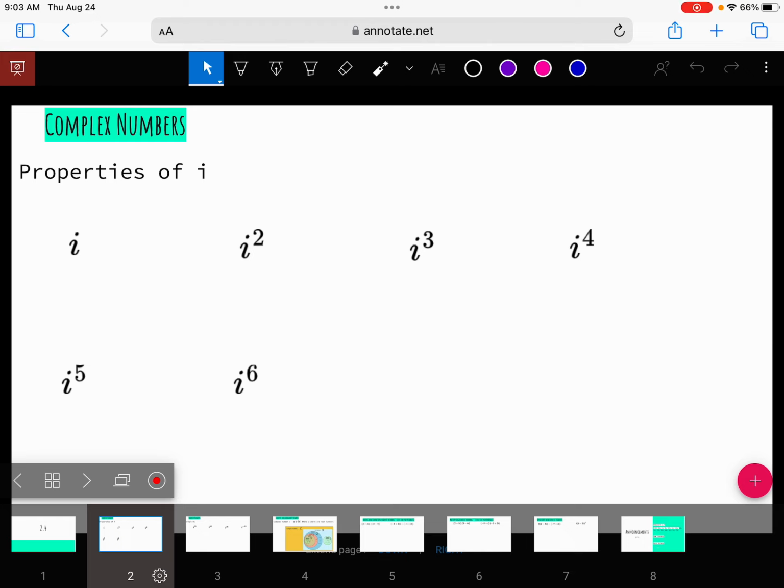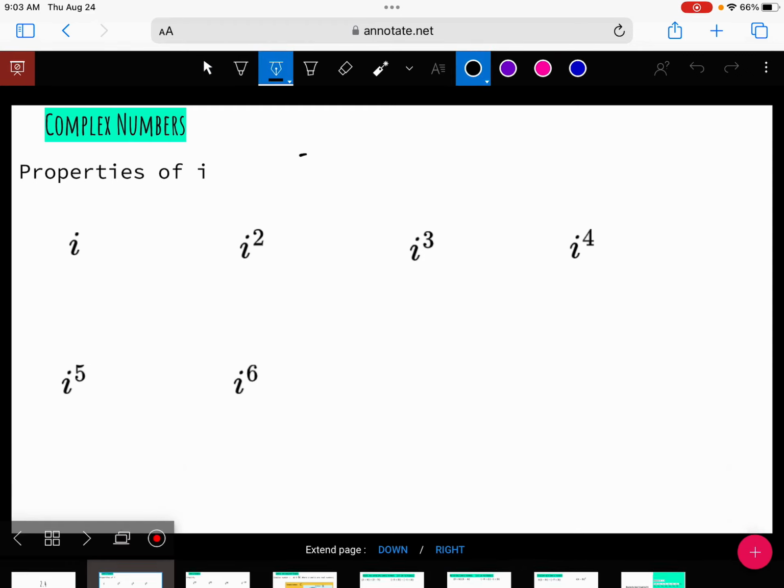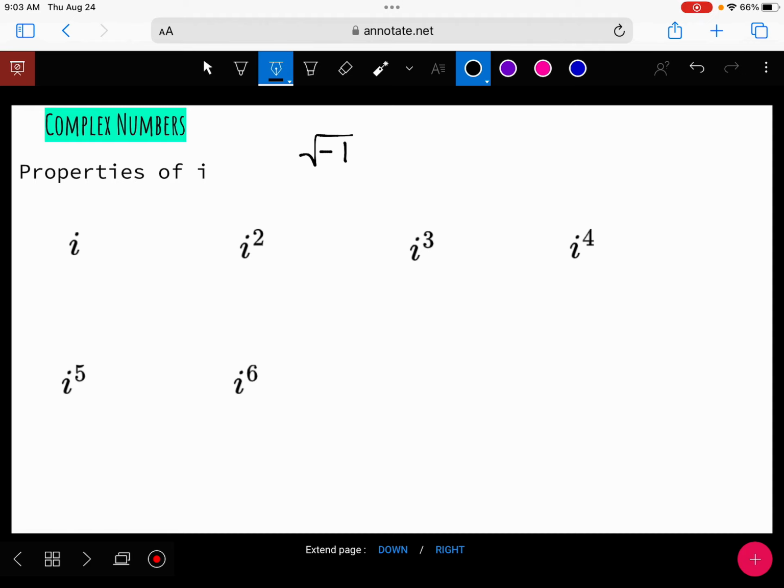So, what do we remember about i? What is i? The square root of -1. Because can I do the square root of -1? No. We can't take square roots of negative numbers. But that bothered mathematicians so much, they invented i so they could.